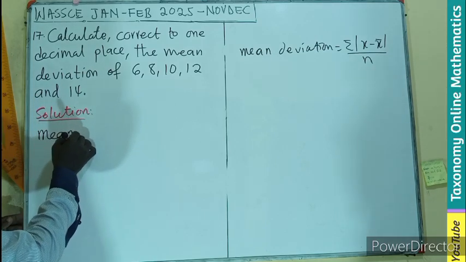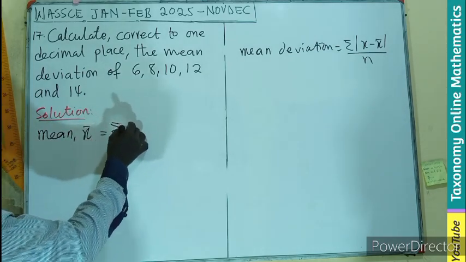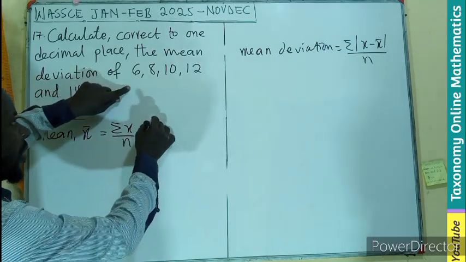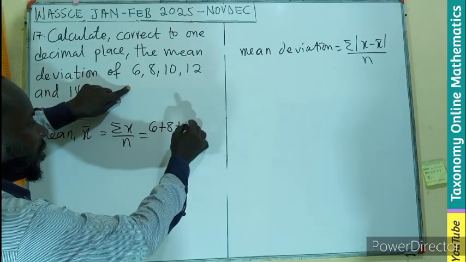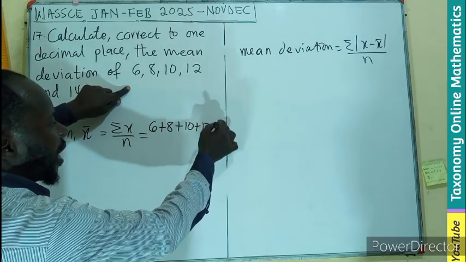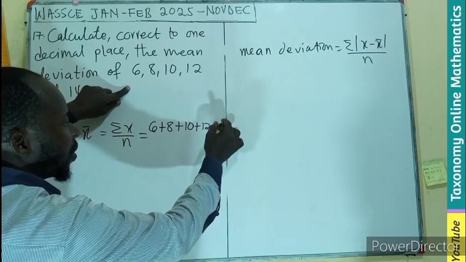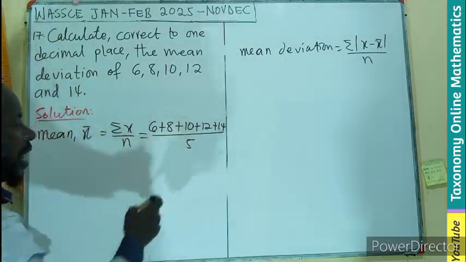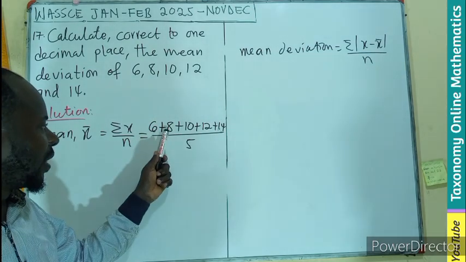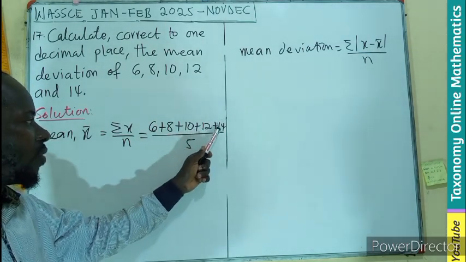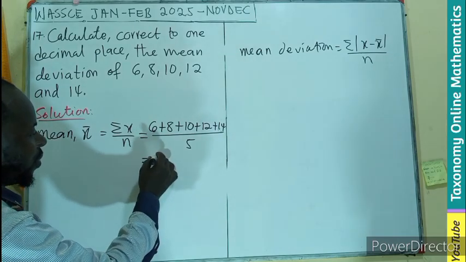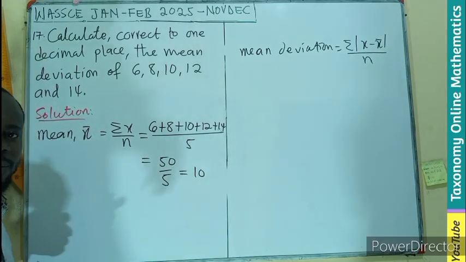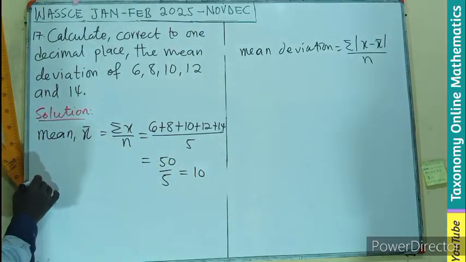And we know to find the mean, which is the x bar, is the sigma x over n. Meaning we need to add all these values you have been given: 6, 8, 10, 12, and 14, divided by 1, 2, 3, 4, 5. There are 5 of them. What do we do? I can see this plus this will give you 20, 30, 40, 50. So we have 50 divided by 5, and that will give us 10.